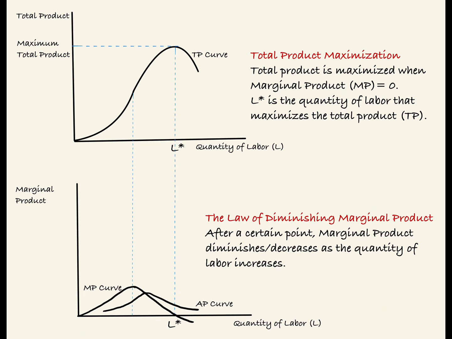We can see in the second graph the law of diminishing marginal product. After a certain point, marginal product diminishes or decreases as the quantity of labor increases. However, we can see the relationship between the total product curve and the marginal product curve. The maximum total product occurs at L star, a certain quantity of labor, which happens to be the same quantity of labor at which the marginal product becomes 0 or crosses the horizontal axis.